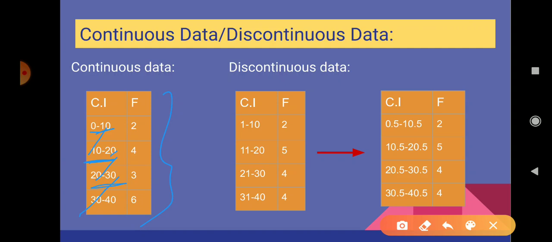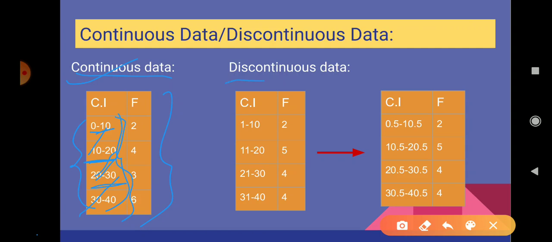So here, the upper limit of the first class interval will be the lower limit of the second class interval. Again it is repeated throughout. If we have this type of class interval or data, we call it continuous data. That means the number should be repeated. Once a number is the upper limit, it will be the lower limit in the next class interval. The upper limit of the second interval will be the lower limit of the third interval. If it is like this, we call it continuous data.